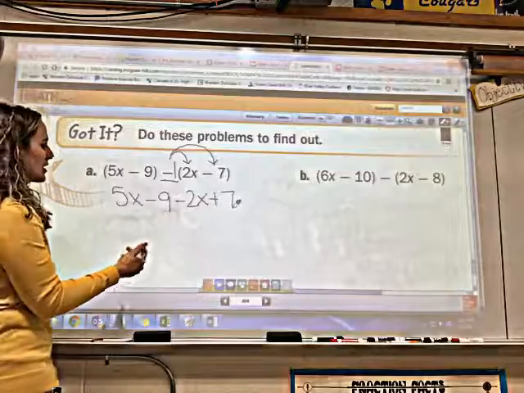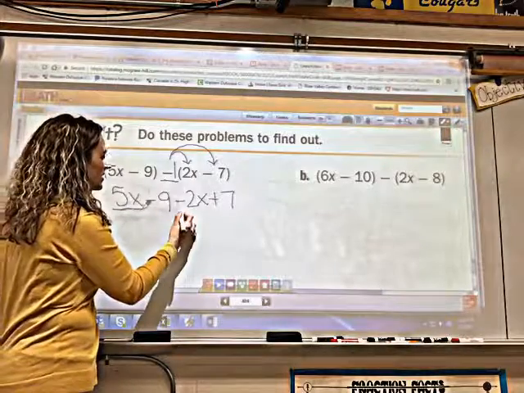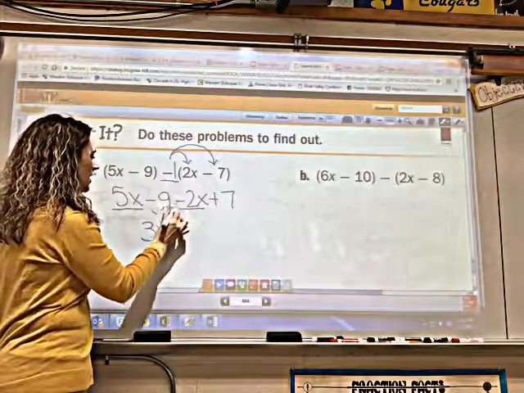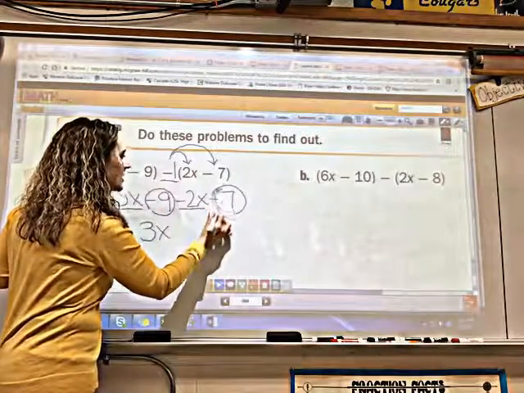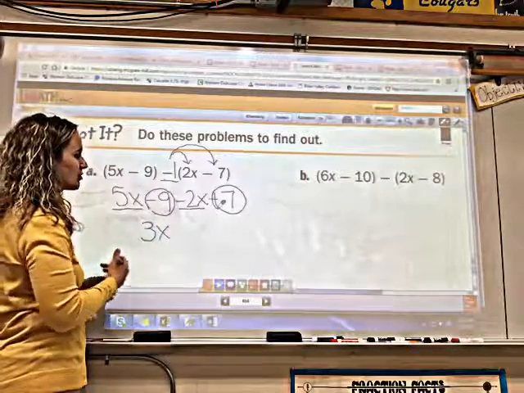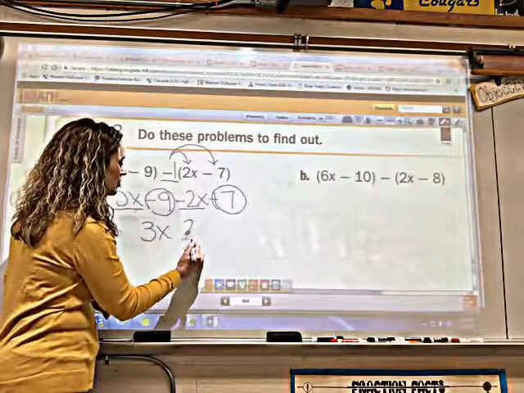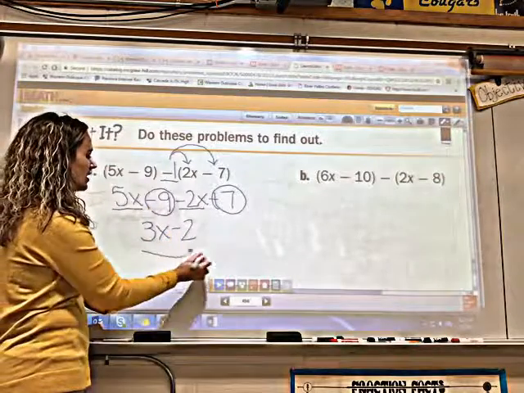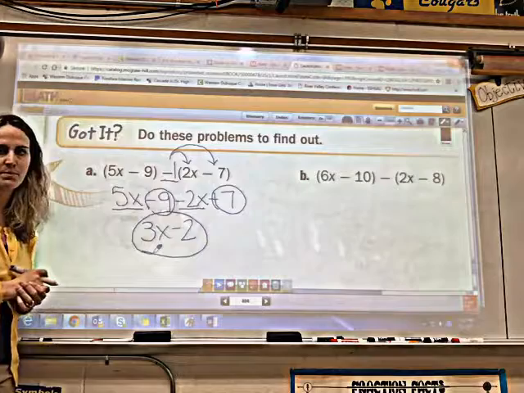Okay, so now you can combine your like terms. I have 5 x's minus 2 x's, so that's going to give me 3 x's. Then I have negative 9 plus 7. Again, they're both different, so we're actually subtracting. 9 minus 7 is 2. 9 has a larger absolute value and it's negative, so it would be 3x minus 2.